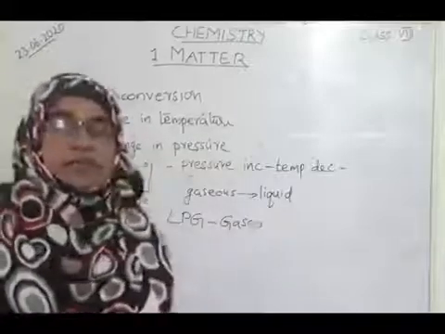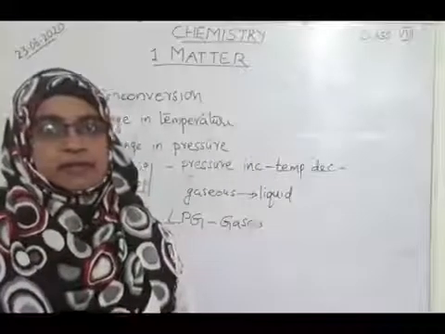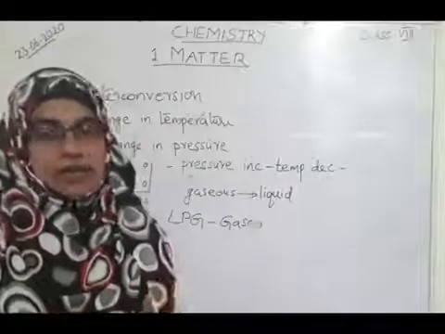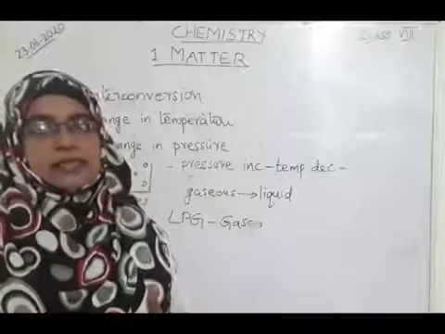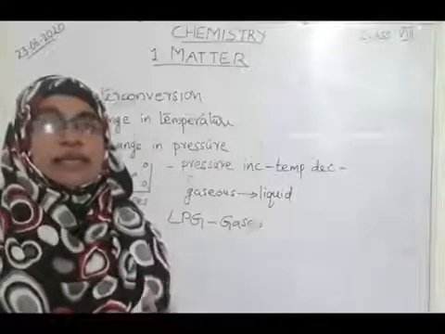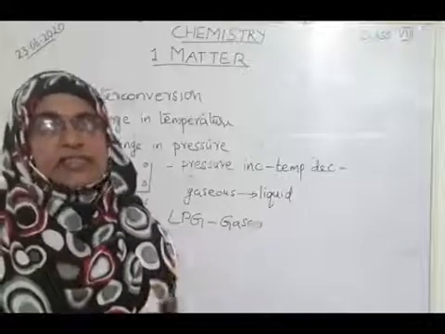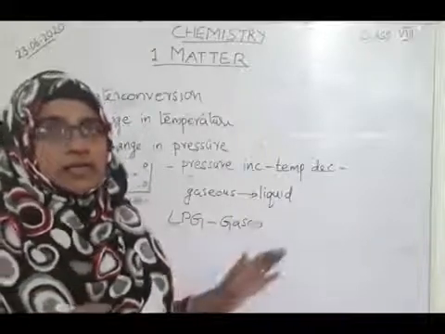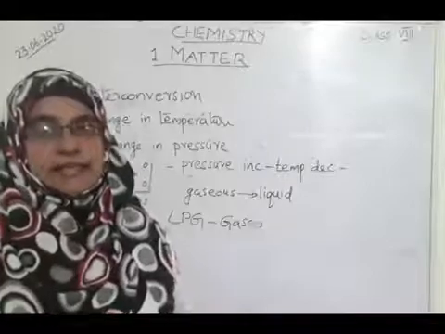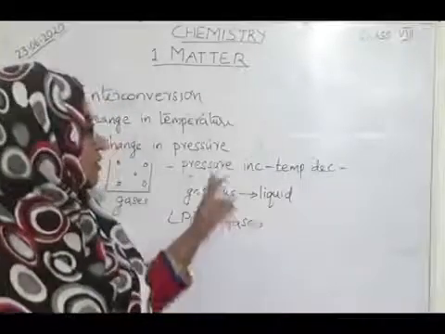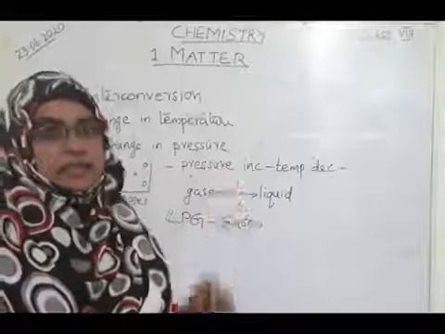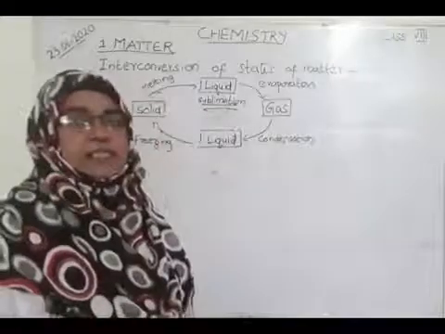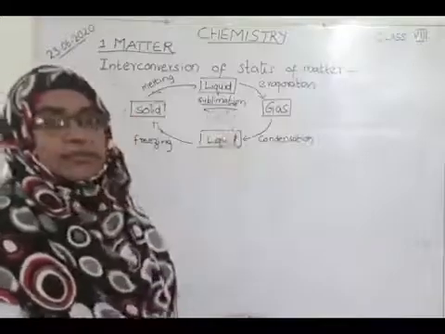Then another example: have you heard about liquid air? In certain cases we use liquid air. You know air, the constituents of air. You have already studied it in previous classes. The major content of air is nitrogen and oxygen gases. So they are put under high pressure and cooled down to get liquid air. That is the second example of interconversion under increased pressure. Now let us look at the diagrammatic representation of interconversion of states of matter.